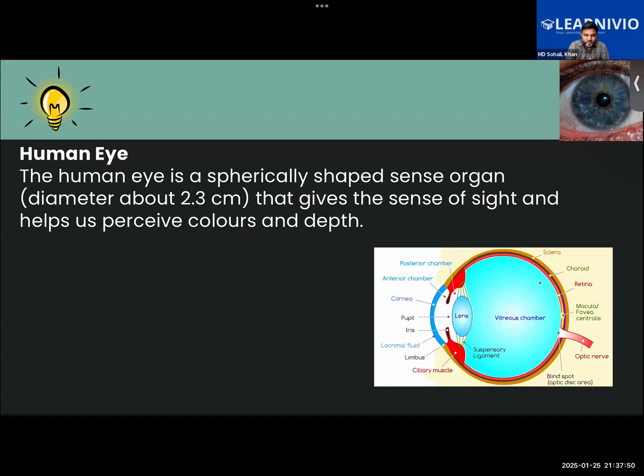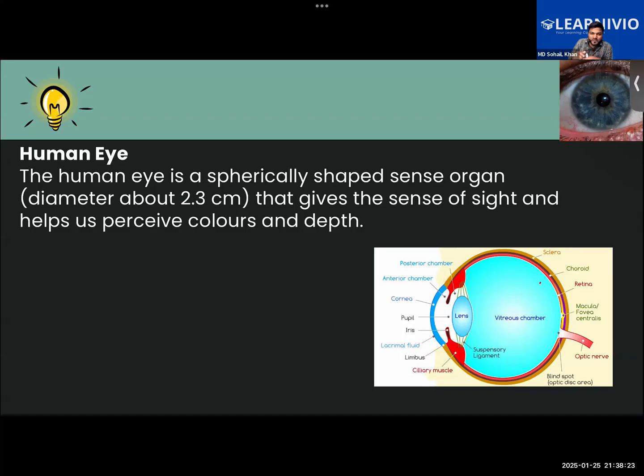By the way, when we take a look at our eye, only this much portion of the eye is visible. So should we say that the cornea is this much in size only, or is it bigger than this? Bigger. No, it is indeed bigger than this. Only a slight portion of the cornea is visible, right? Getting it now? Yes, sir.